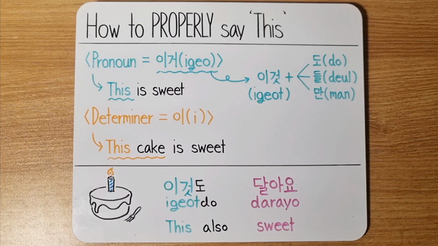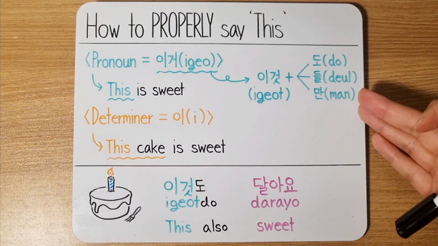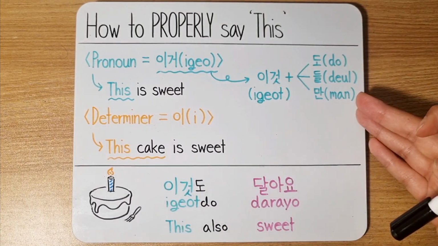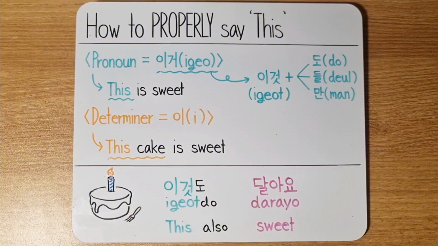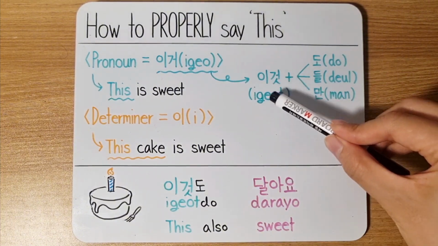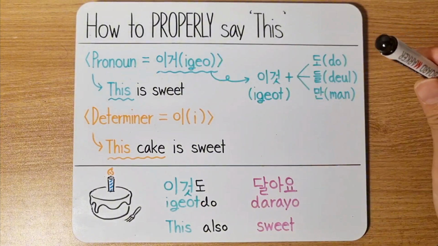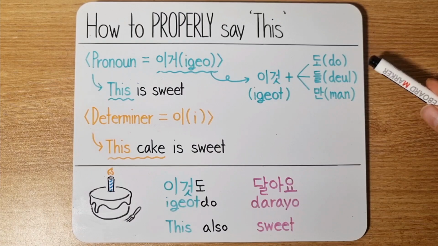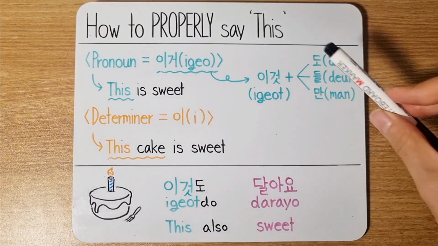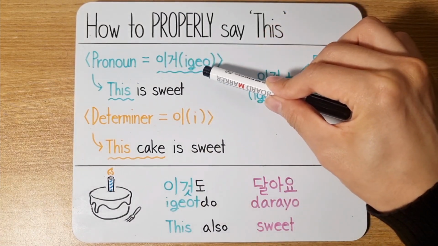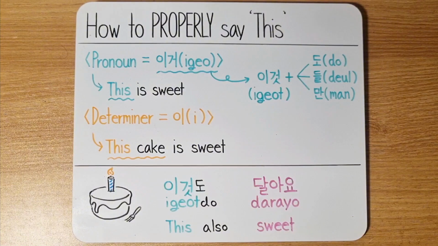So once again, only when you are attaching one of these three particles, use this version instead of this version. But if you are not using one of these three particles, then use this version because that is much more natural, that is much more colloquial. You won't sound poetic or soldier-like.